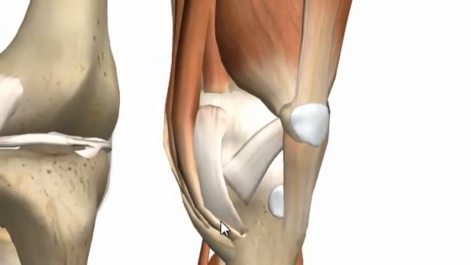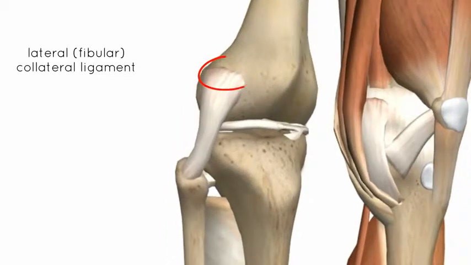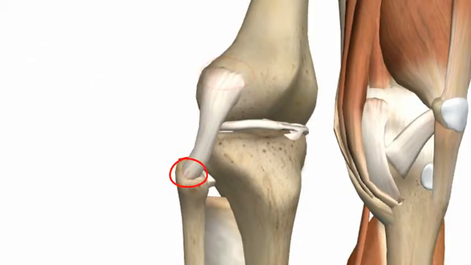So laterally we've got the fibular collateral ligament, or lateral collateral ligament, and this attaches on the lateral epicondyle proximally, and distally it attaches onto the lateral part of the head of the fibula.